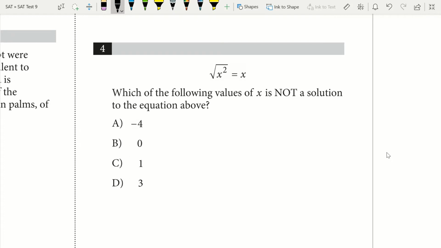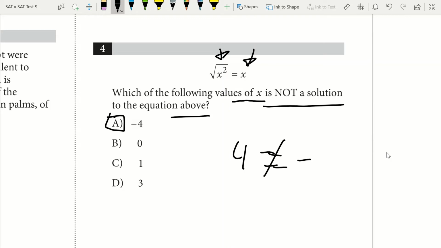All right, your 15 seconds is up. Obviously, 15 seconds is really quick, right? I only gave you that much time because you should be able to solve this one pretty quick. So which of the following values of x is not a solution to the equation above? We see that we have x squared underneath the square root, and we see we have an x over here. So with that, we know that we're going to have our answer be -4. How do we know that right away? Well, when we square -4, we're going to get 16. Square root of 16 will be 4, but 4 does not equal -4.